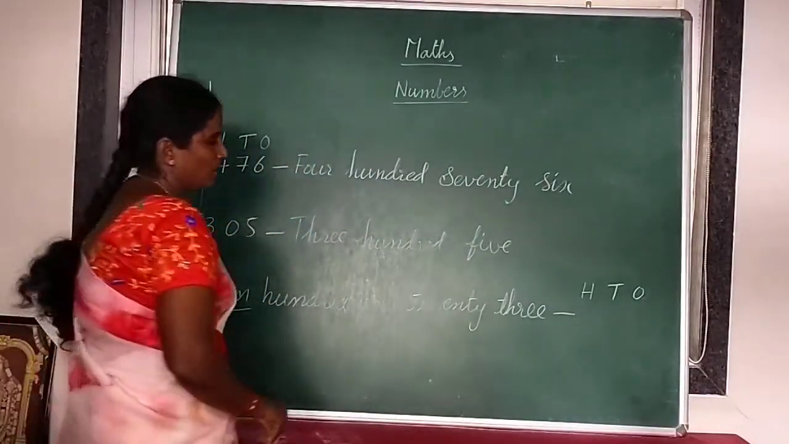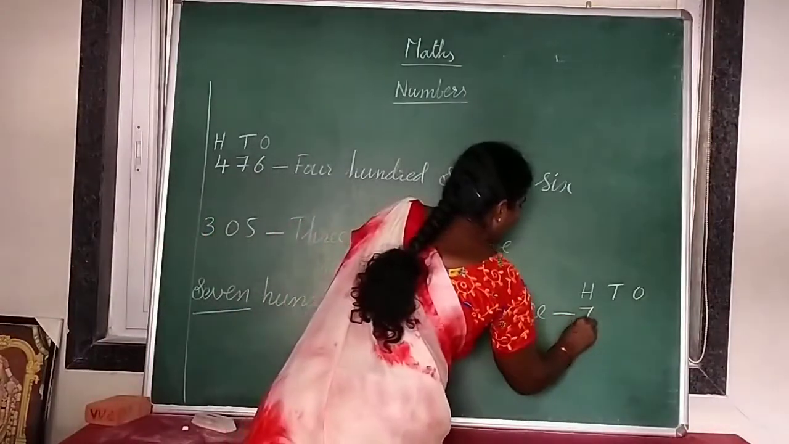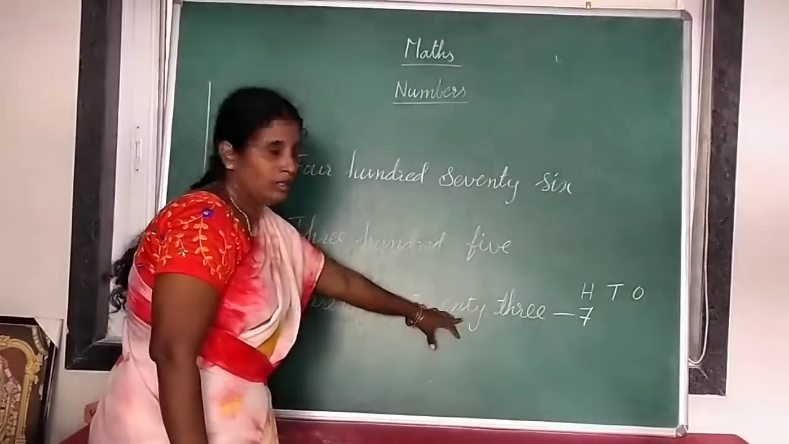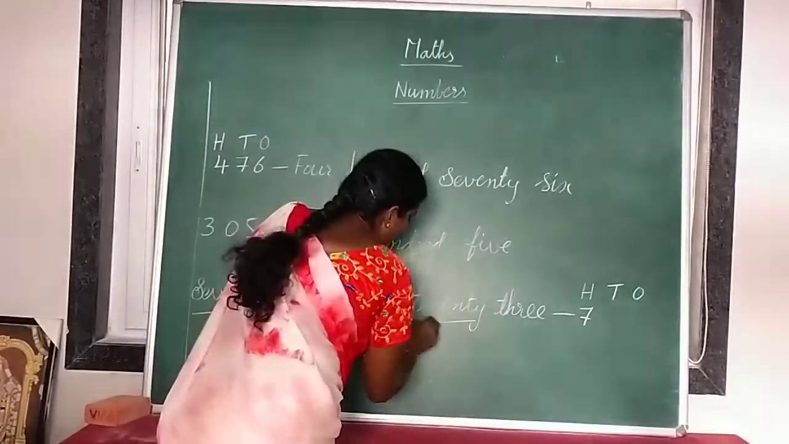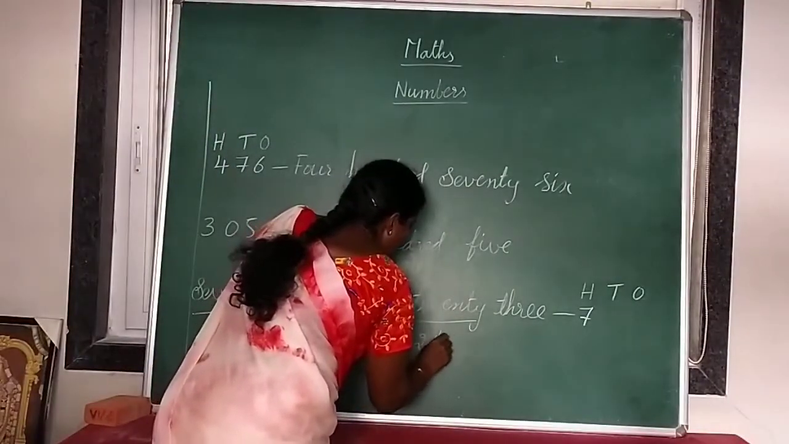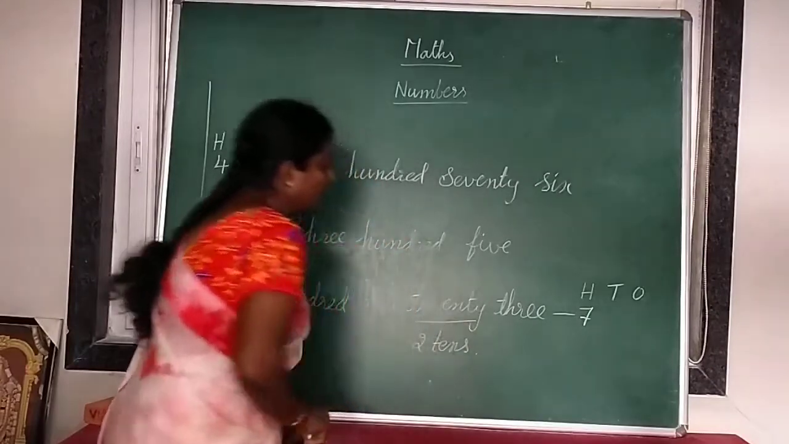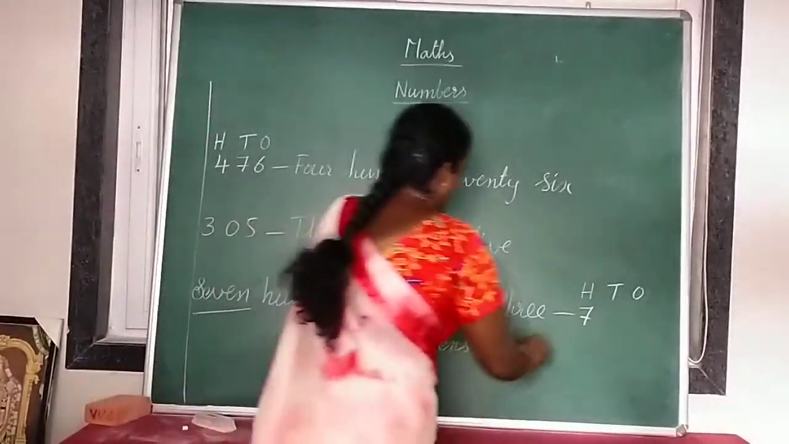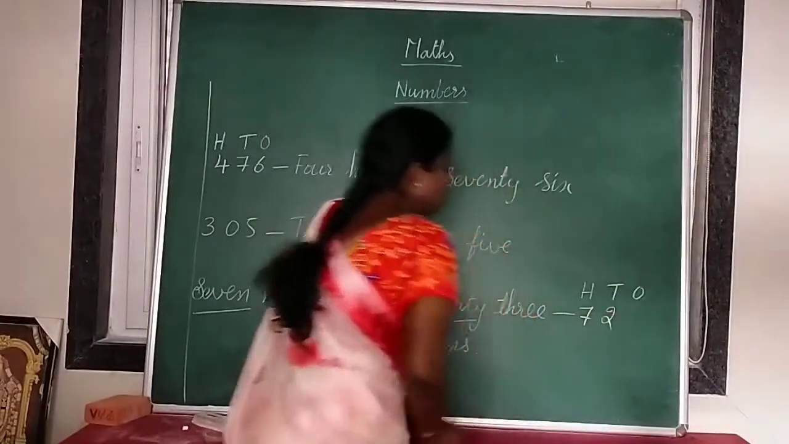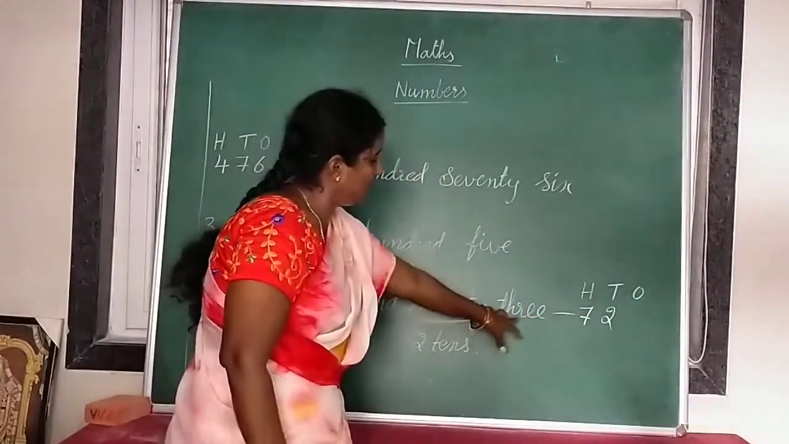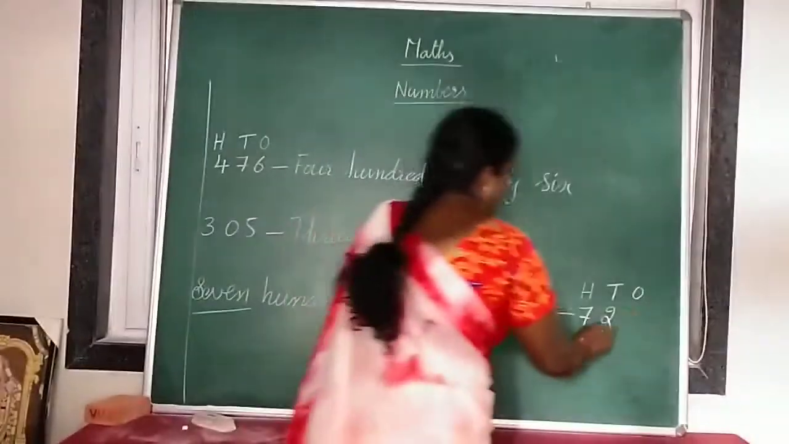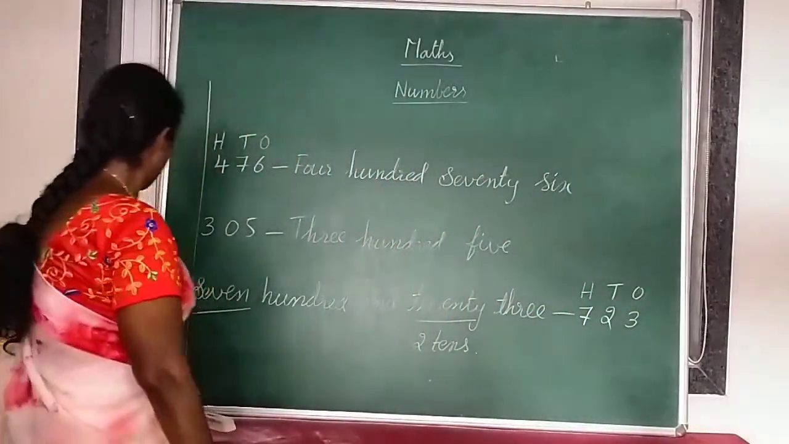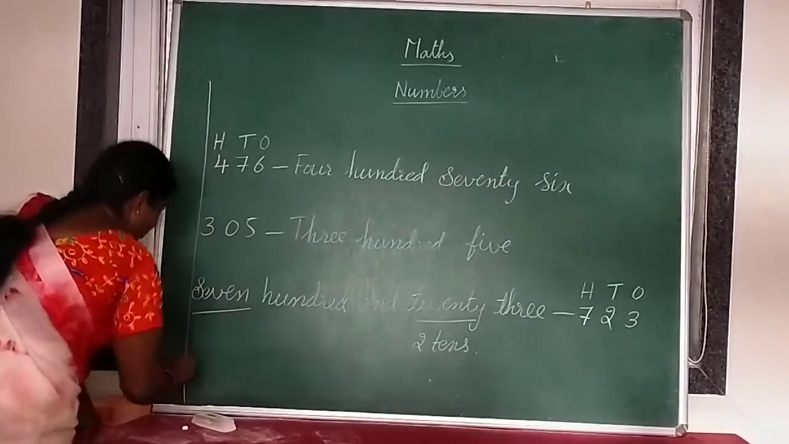Now how many hundreds are there? 700. So write 7 under hundreds place. How many tens are there? 20, no? So 20 is nothing but 2 tens. So we should write 2 under tens place. And next 3. Under ones place we have to write 3. Okay? And next one more question.